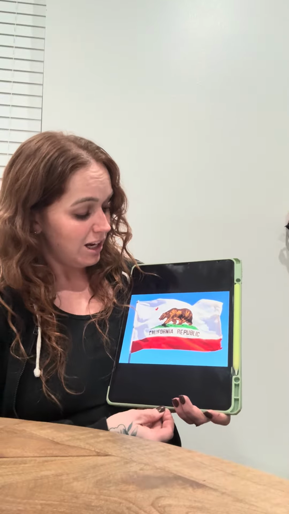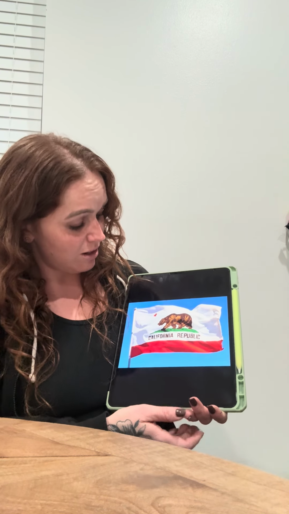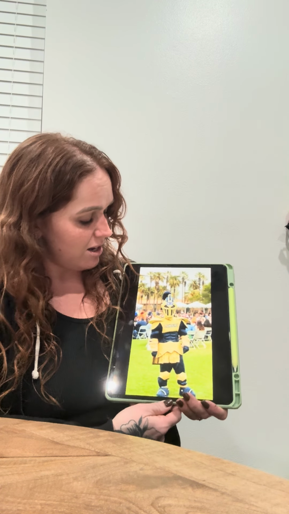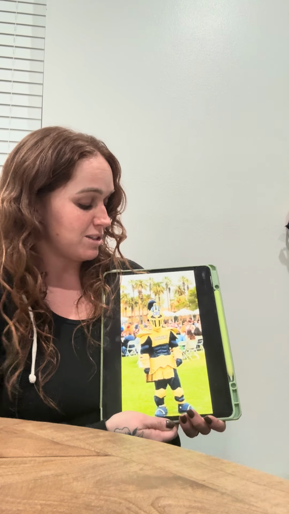All right, this one might look like a national symbol, but it's not. This is the flag of California. While California is in fact in the United States, it is only one state in our country, so it is not a national symbol. It is just for one state, not the whole United States of America. Next up, we have our CBU Lancer, our school mascot. Super important, but not a national symbol because he only represents our school, not our whole entire country.